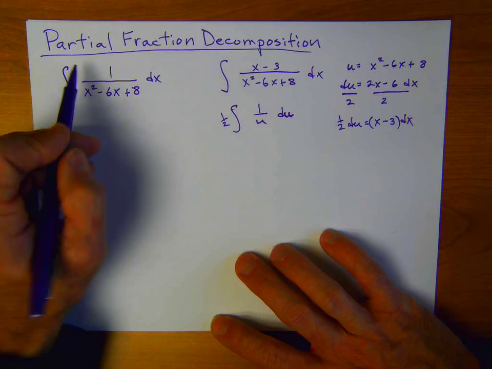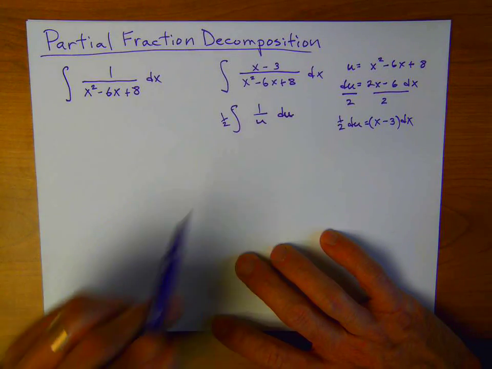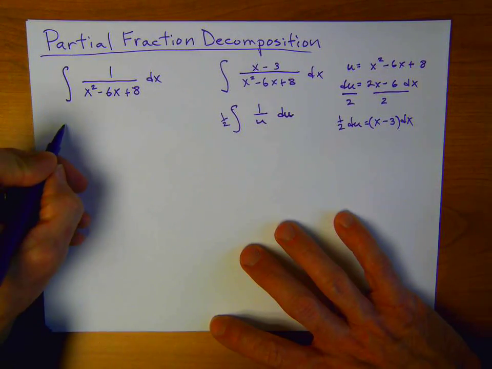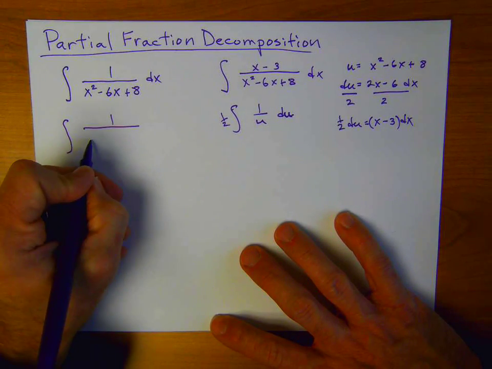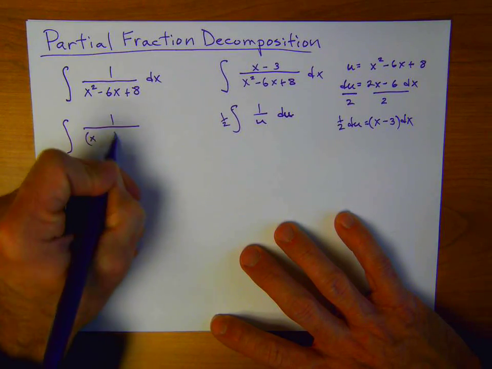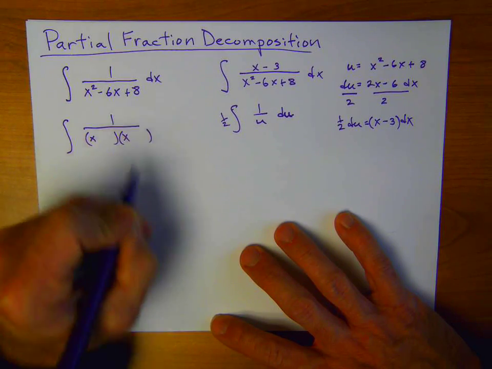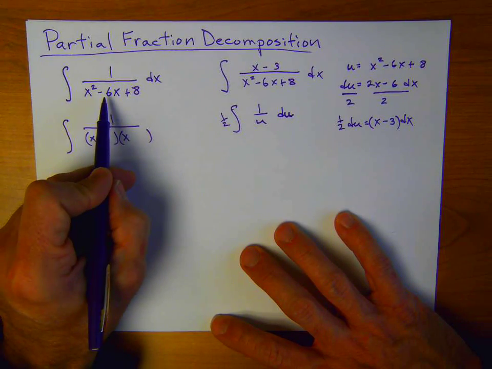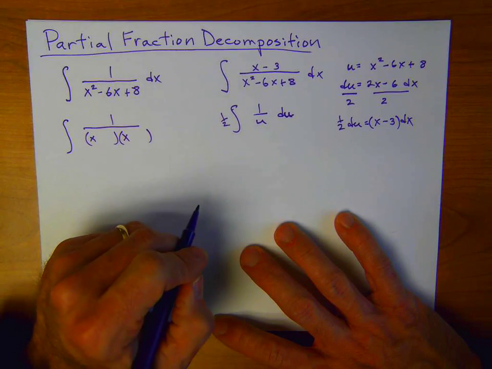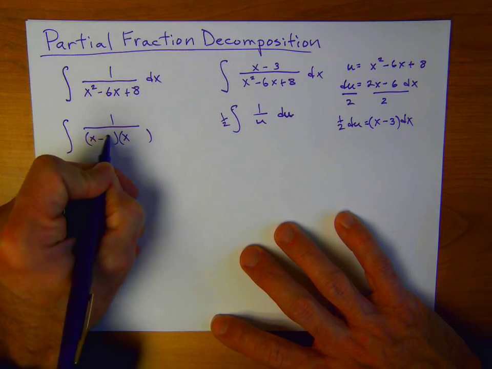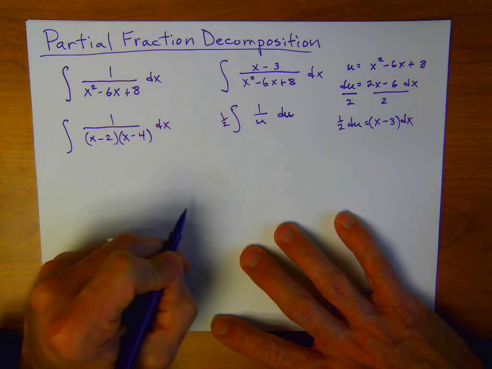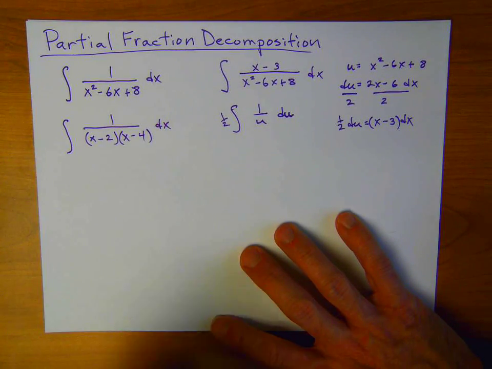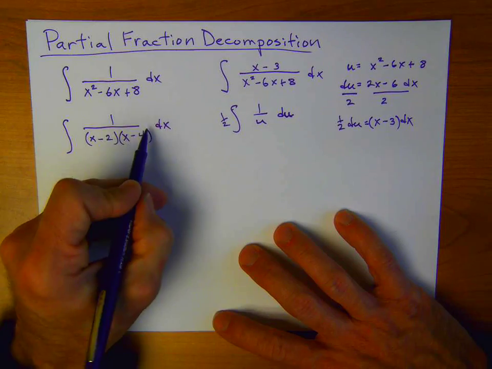One thing to notice in terms of this idea of partial fraction decomposition, the first thing to notice might be that this can be factored. So if we factor it, what's it going to look like? We need two things that add up to -6 and when multiplied give positive 8, so maybe that'll work. We can follow that out to check, but that's how that's going to factor.